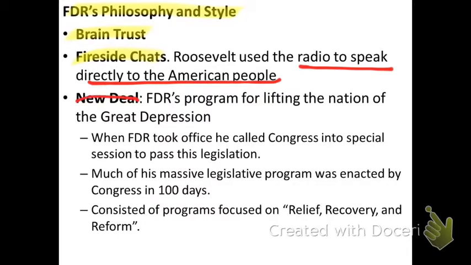The New Deal. There we go. The New Deal. FDR's program for lifting the nation out of the Great Depression. There's a couple of points right here. When FDR took office, he called Congress into special session to pass legislation.